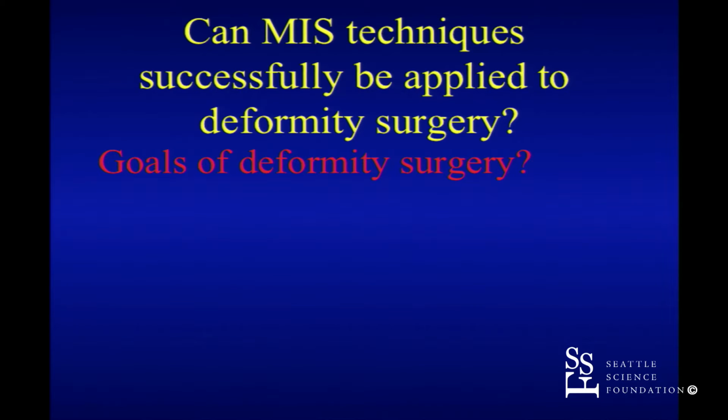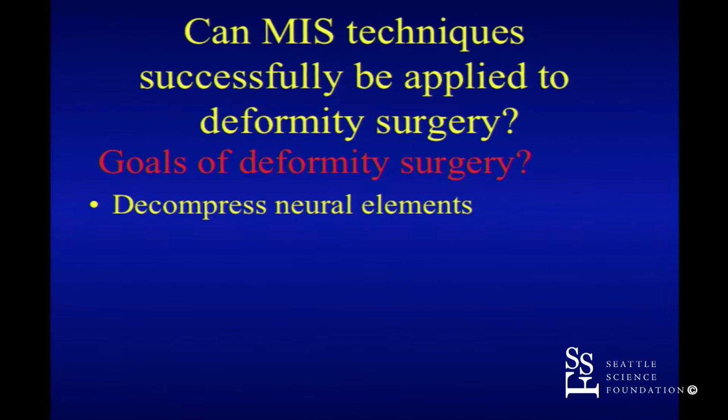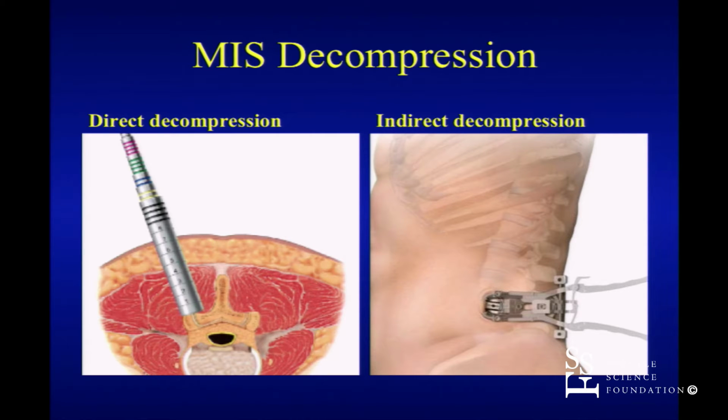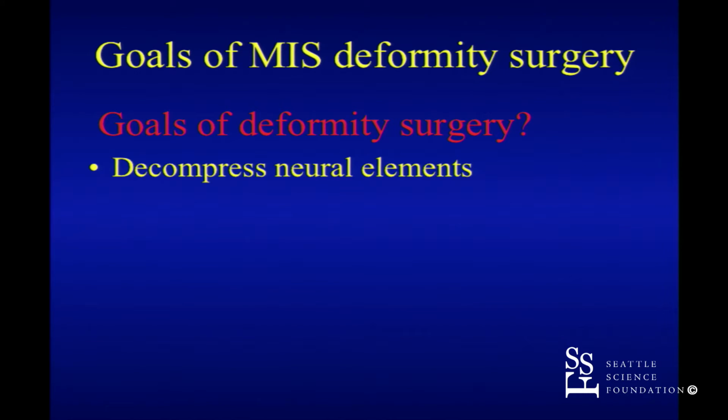So now we've clearly demonstrated that there is a potential benefit of MIS surgery, but can we use these MIS techniques to successfully achieve the results that we want in deformity surgery? What are the main goals of deformity surgery? Number one is to decompress the neural elements. And we can do that with either a direct decompression through MIS, lamis, and TLIFs. That's been proven in the literature to be helpful, successful, with decreased blood loss, decreased hospital stays, and decreased pain medicine usage. And also indirect decompressions, whether it's through a lateral interbody fusion or an ALIF, have been shown to help with neural compression as well, both foraminal and central. So we know that we can decompress neural elements.